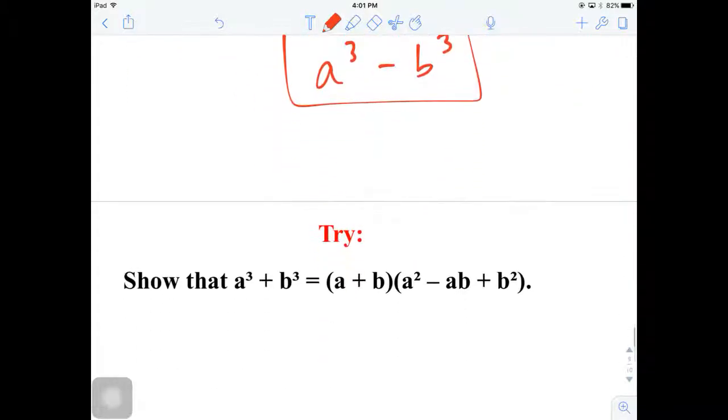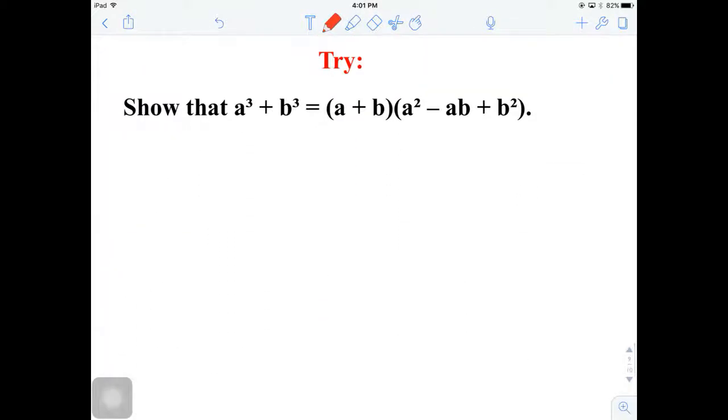So I want you guys to try the next one because it's the same exact thing except the signs are switched. So you guys are going to use the super FOIL to verify the answer. So go ahead and pause and try it. Hopefully you've had a chance to try the problem. So we're going to distribute this for you and show the answer.